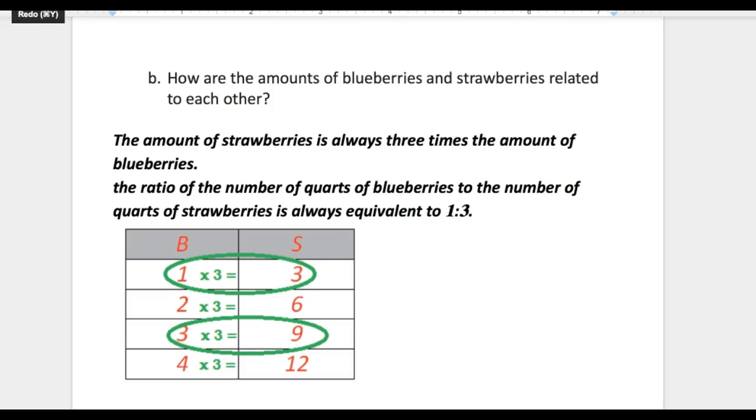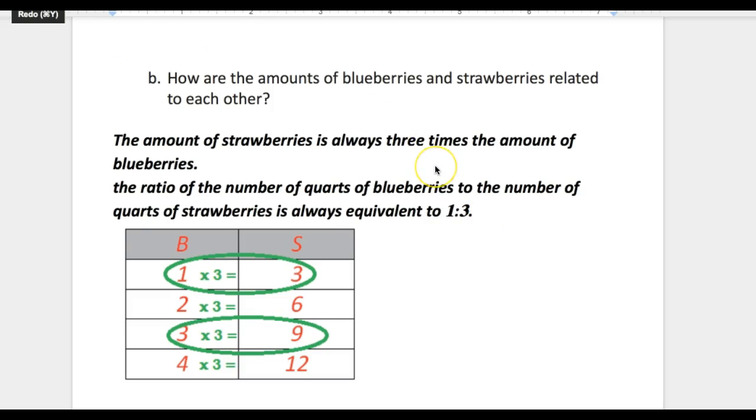Let me show you. If your ratio table looked like this, you would have blueberries on one side, strawberries on the other. You would have 1 times 3 is 3, 2 times 3 is 6, 3 times 3 is 9, 4 times 3 is 12. And if you put each one of these in fraction form, this would be 1/3. This would be 2/6, which equals 1/3 when you simplify it. This would be 3/9, which also equals 1/3 when you simplify it. And 4/12, which also equals 1/3 when you simplify it. And so that's why we said that this is always equivalent to 1/3.